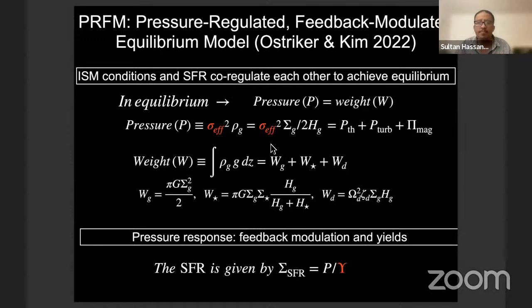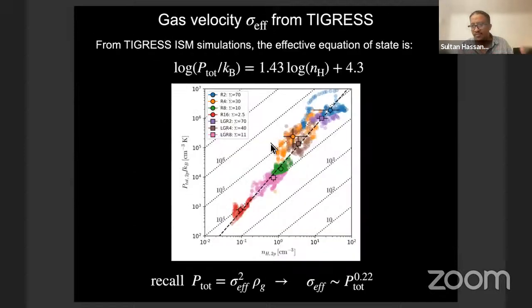How do you model that? And these, we get them from ISM simulation. So the first one is the gas velocity. So you can look at the TIGRESS simulations, which are the 6 simulations that I have showed you a couple of slides ago.